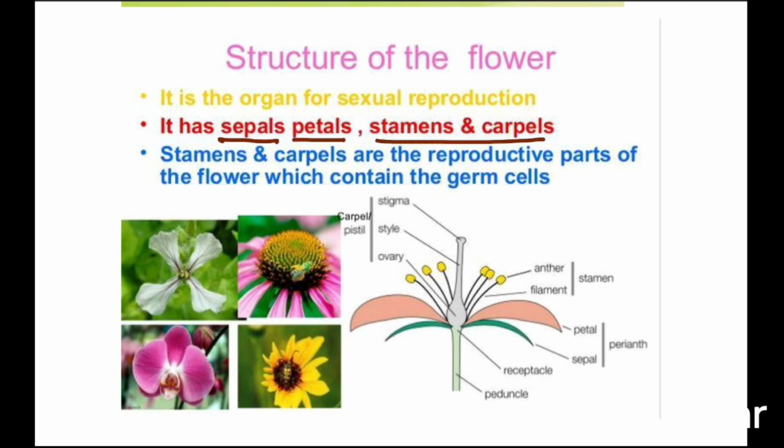In this picture you can see this is the petal part. Everywhere you can see that the petals are brightly colored. Their main function is attracting the agents of pollination, like insects and birds, because of this attractive color. Because of the attractive color, it will attract insects, birds and such pollination agents, so that pollination will happen.